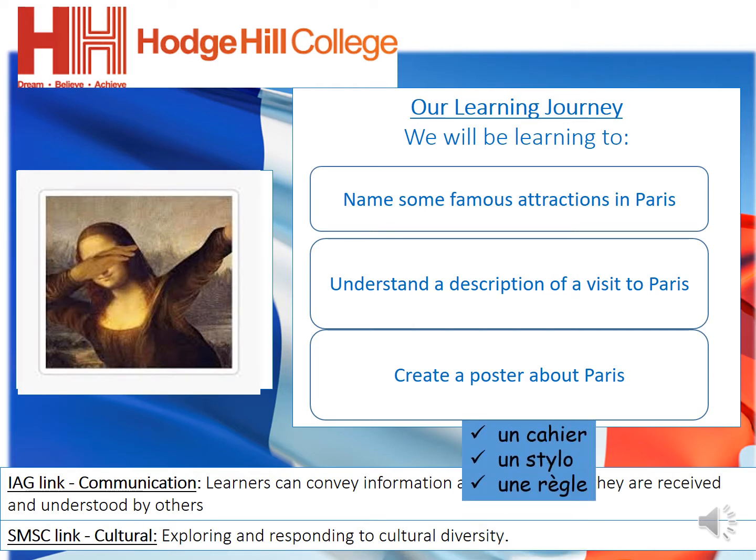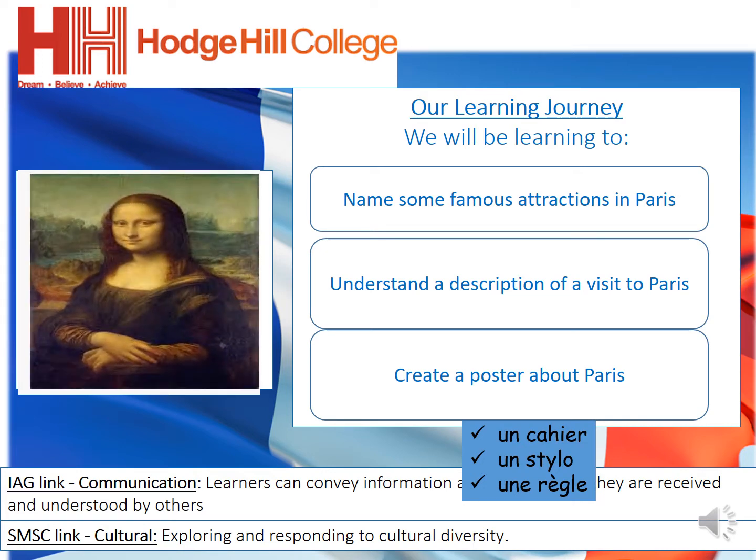So today you're going to need the following: un cahier, un stylo, une règle. And the image that you found is not the original image, but you can probably recognize the lady there. That is the Mona Lisa painting, which can be found in Paris.